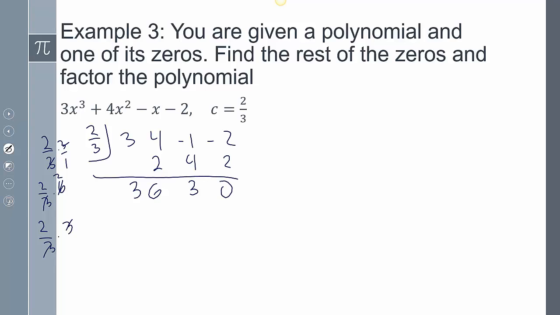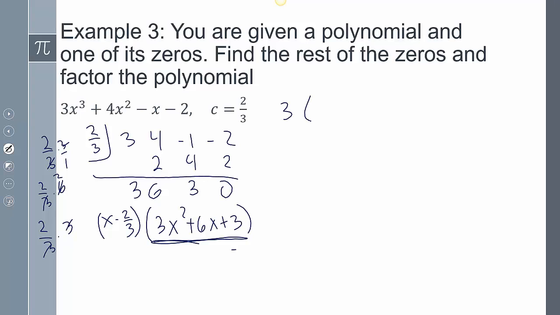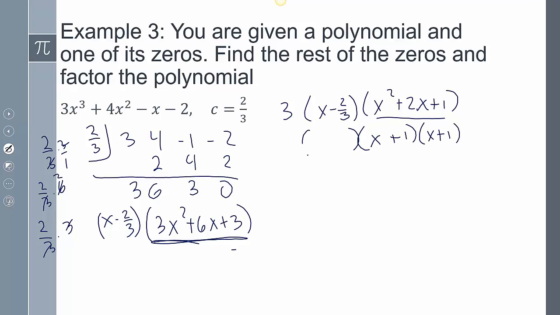which is a good thing. So now I can write this as x minus 2/3, and then I get times 3x squared plus 6x plus 3. So now I have to factor that further. Well, first there's a 3 in common, so if I factor out that 3, I do get the x minus 2/3 again, but now this is going to be x squared plus 2x plus 1. And so this will factor into x plus 1 and x plus 1. And so that is going to be the factored form now.